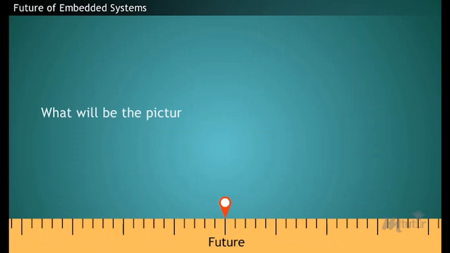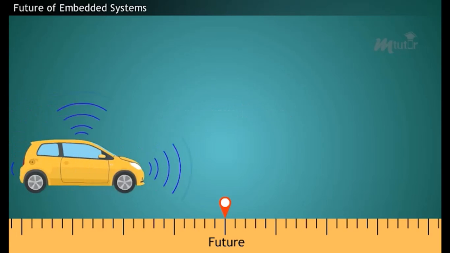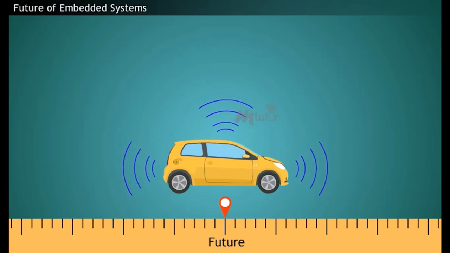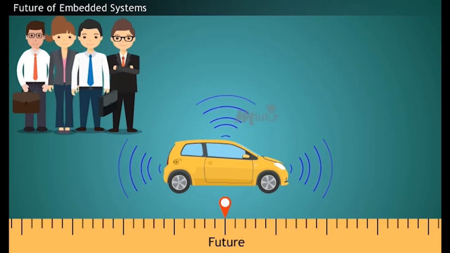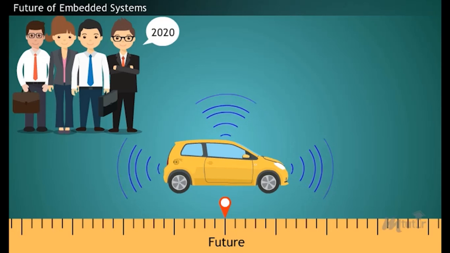But what will be the picture of embedded systems in the future? Predictions say autonomous networks will become the talk of the town in the future. One of the most awaited projects in this arena is the self-driving car. It's a fully automated driverless car. Market players believe this technology is going to hit the streets soon, by 2020, and it's going to change everything. Let's hope for the best.